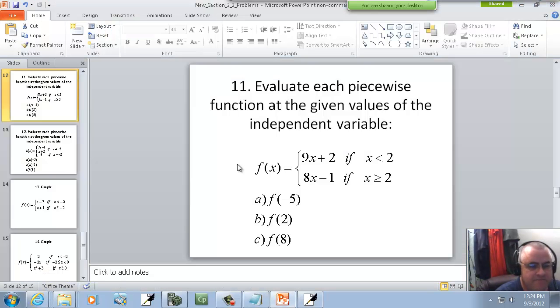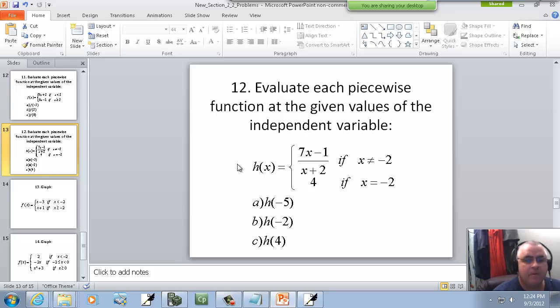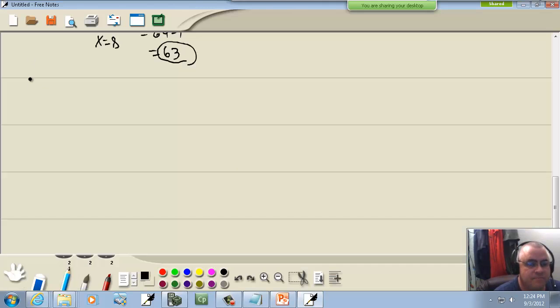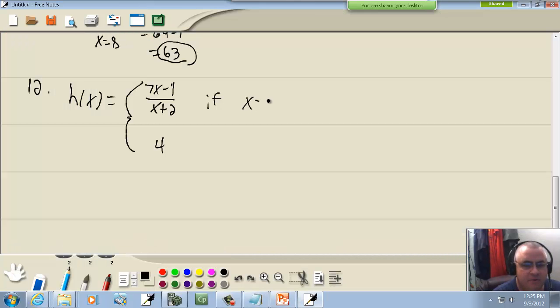Let's look at another one of those. So we got h of x is equal to 7x minus 1 over x plus 2 and then 4. So it looks like this when x is not equal to negative 2, and it looks like this when x is equal to negative 2.